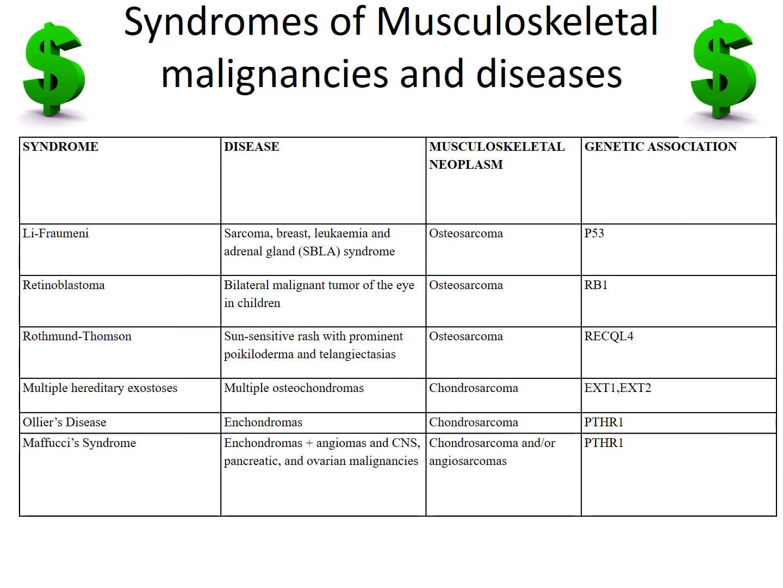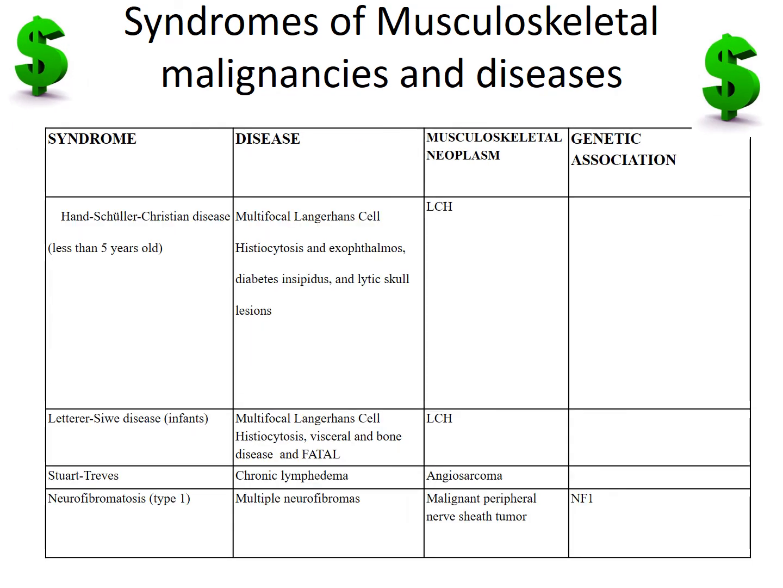Another one I see more and more is Rothmund-Thomson, the RECQL4 osteosarcoma. These patients have sun-sensitive rashes and prominent poikiloderma and telangiectasis. Hand-Schüller-Christian disease and Letterer-Siwe are easily testable, associated with Langerhans cell histiocytosis. They do not have a known genetic association. The neurofibromatosis and the NF1 gene are strong associations.